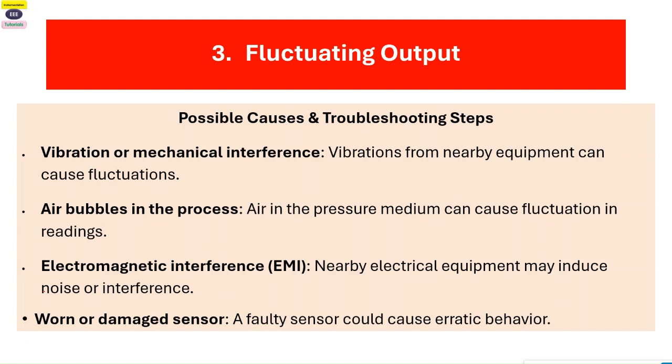Now fourth one is worn or damaged sensor. So a faulty sensor could also generate some erratic or fluctuating value.